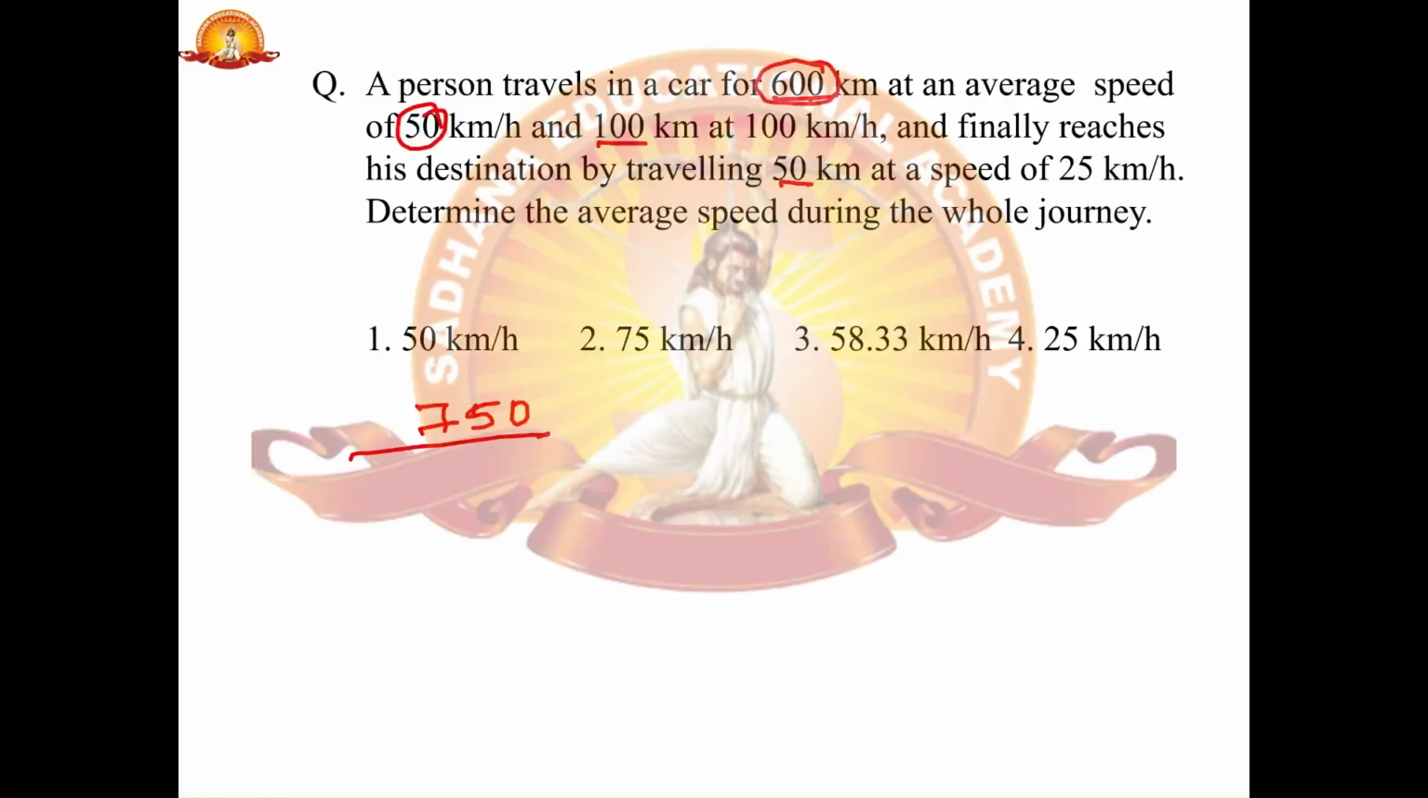600 kilometers at 50 kilometers per hour. Therefore, time taken in the first case is 12 hours, plus 100 kilometers at the speed of 100 kilometers per hour, time taken is 1 hour, plus 50 kilometers at 25 kilometers per hour, time taken is 2 hours. Therefore, total distance traveled 750 kilometers divided by total time taken 15 hours. The average speed is 50 kilometers per hour. So first option is the correct answer.